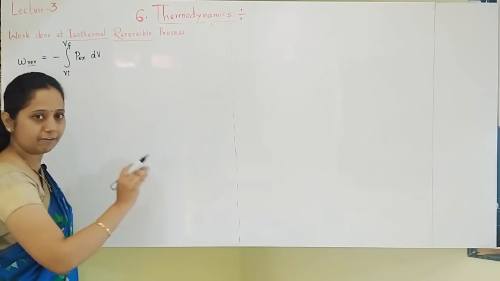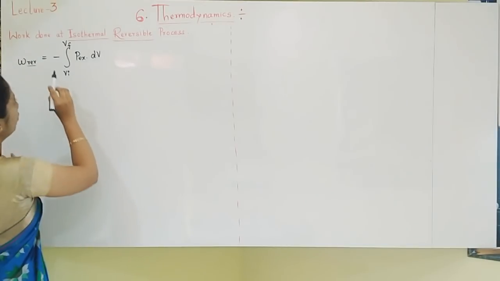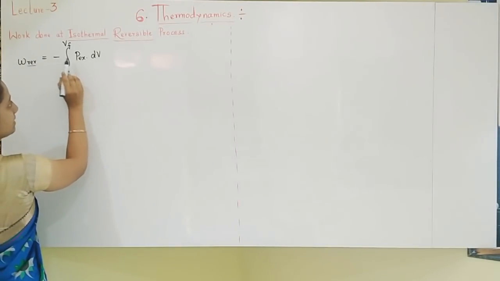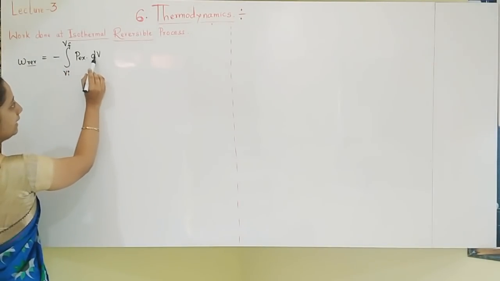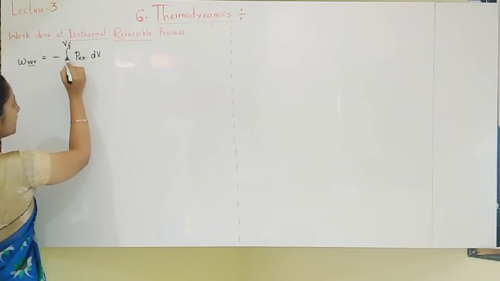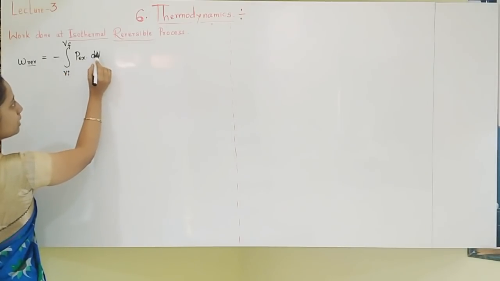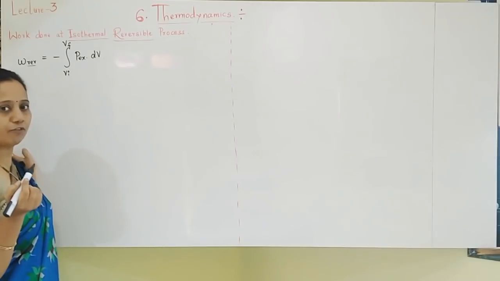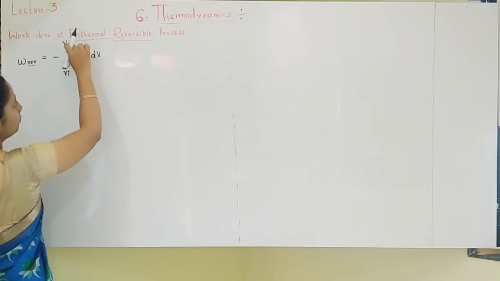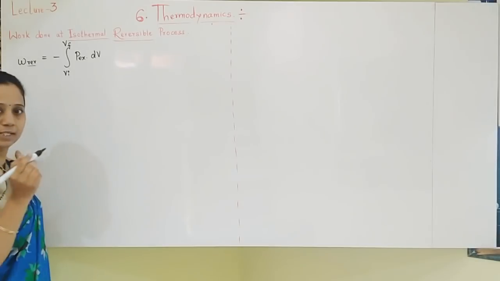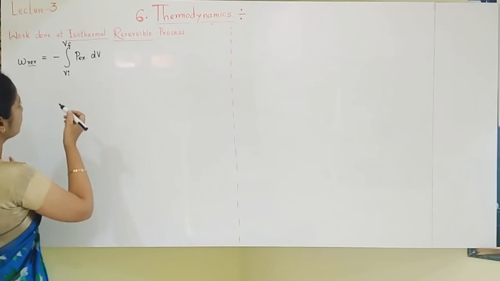This is what we derived just now. So the work done expression is minus P external delta V. What is the range of volume here? dV means change in volume. What is the range of volume? Initial volume up to final volume. Okay, so let us move next.